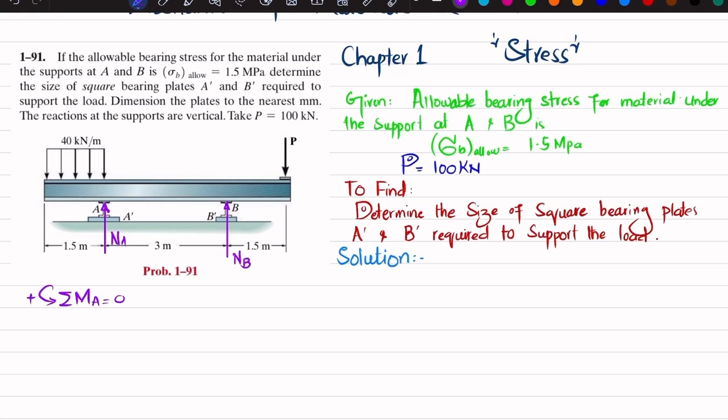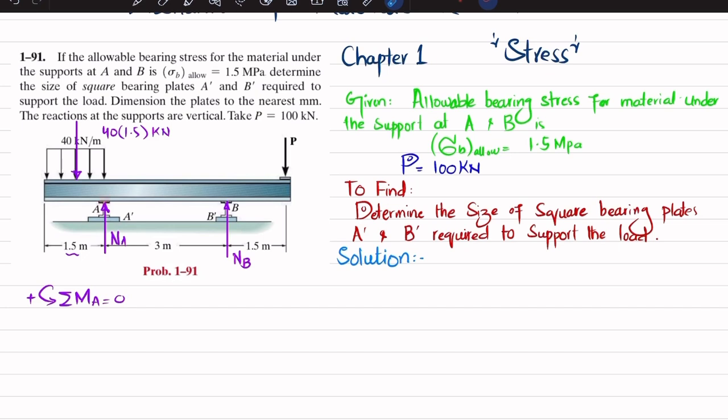Now you can see there is a uniformly distributed load of 40 kilonewton per meter acting on a 1.5 meter length. So we will convert this load into a point load. This load will be equal to 40 multiplied by the length over which it acts, 1.5, and the unit will be kilonewton. Now, the sum of all moments about point A is equal to 0.